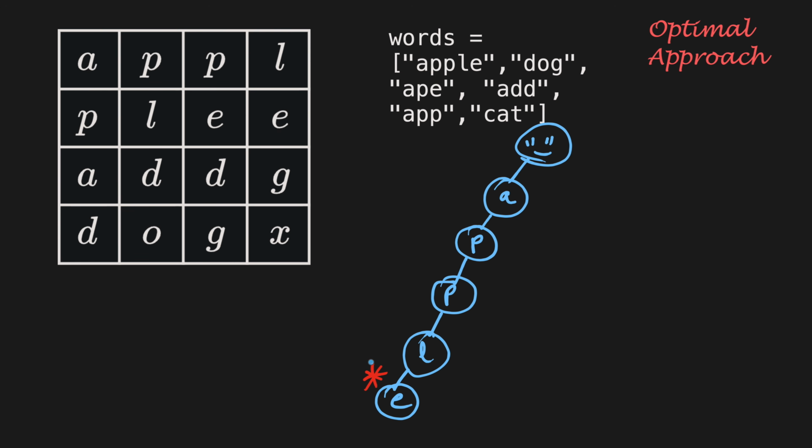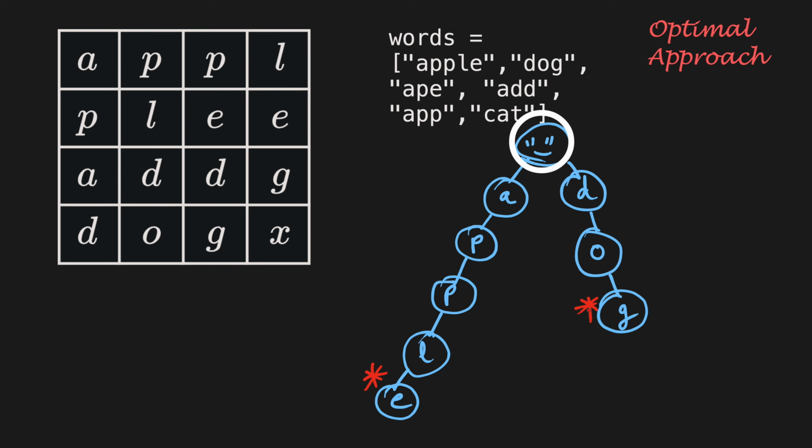Next we insert dog, and dog doesn't have any shared prefix with apple, so it gets its own branch from the root. So we insert D, then O, then G, and mark G as word end. Next we insert ape. Again we start at the root. And we already have a path for A and then P. So we don't need to create these new nodes. And we just add a new child E from this P and mark it as word end. And by sharing these prefixes, we are actually saving space.